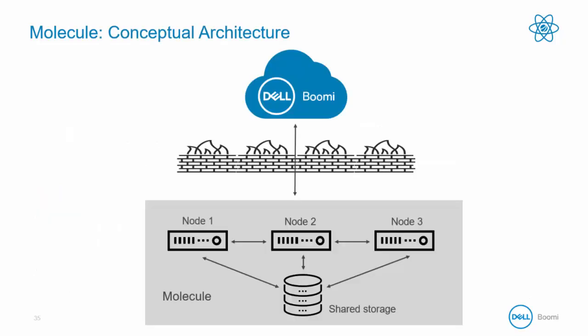The gray rectangle is the Molecule. It is made up of 3 clustered nodes and a single shared storage. The nodes can be on separate hardware boxes, or they could just be virtual machines on the same box. For full high availability, you would want them on different boxes so that if one should ever go down, the others are likely to still be up.